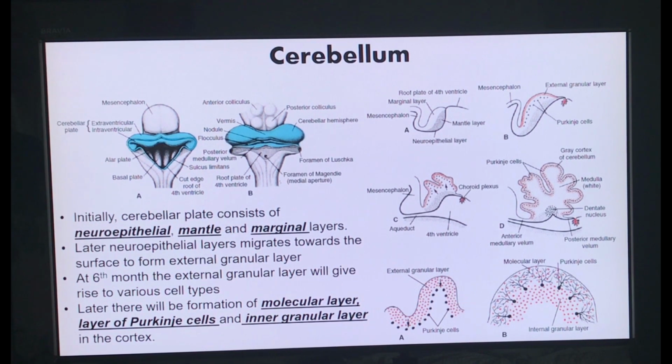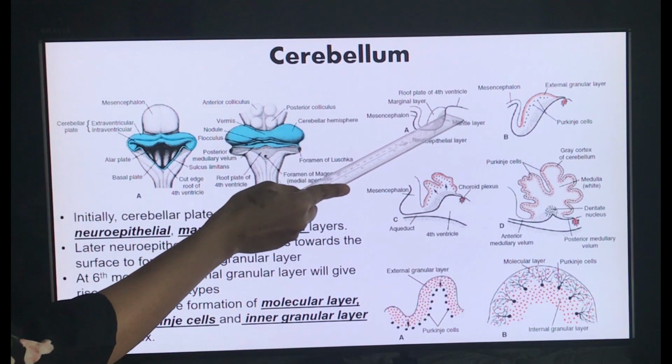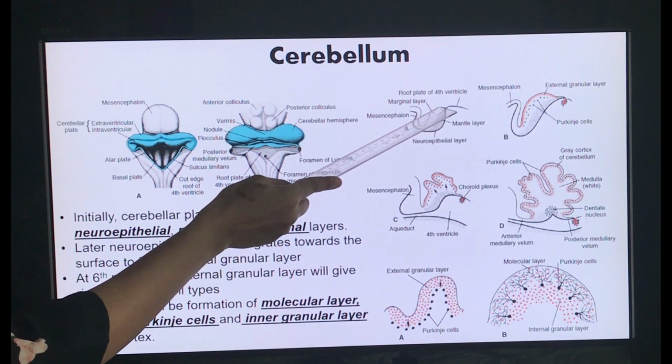This is due to the formation of different neuronal cells. Initially, when you see the cerebellar plate, it consists of the neuroepithelial layer, which is near the lumen, then the mantle layer and the marginal layer. If you can see over here, this bold line 1 represents the neuroepithelial layer, then it has a mantle layer and the marginal layer.